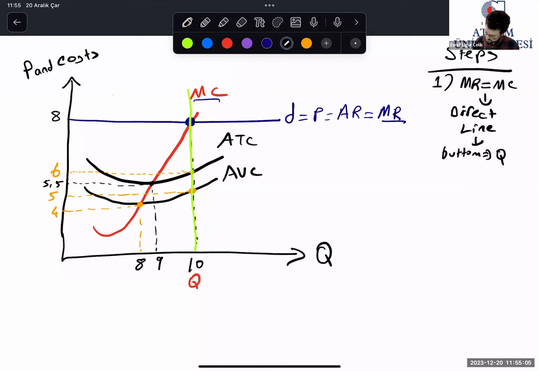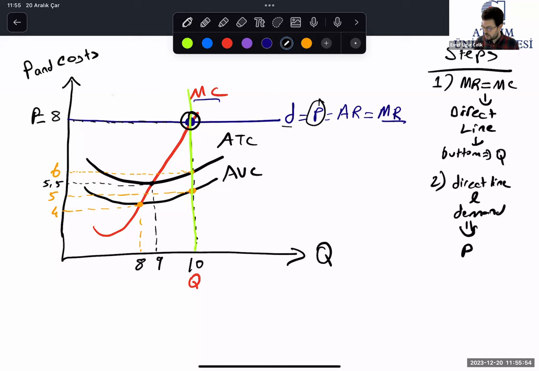And I said find the intersection point of direct line and demand. That intersection point shows price. Where is the intersection point of direct line and demand? It's over there. Then we move, go to the vertical line and find the price. And I said I'm also giving the price over here, but I'm gonna show all the steps.